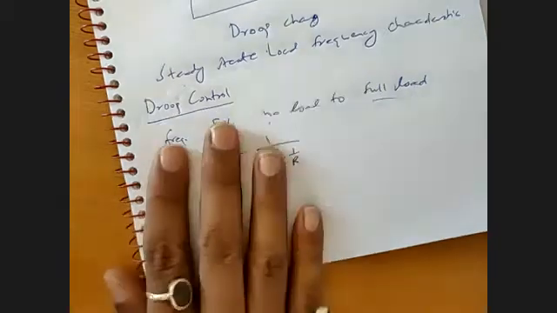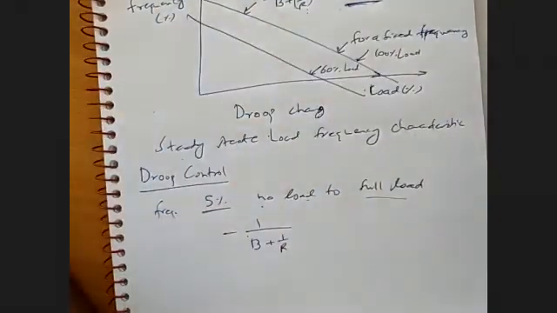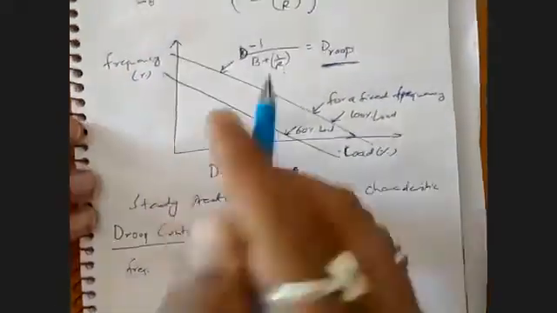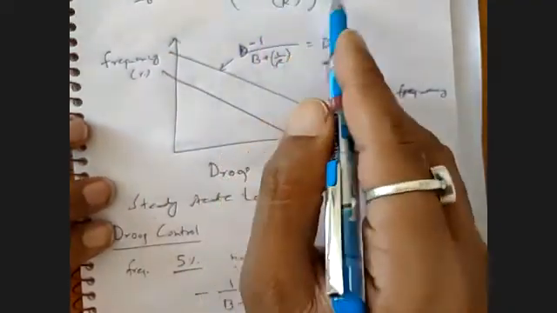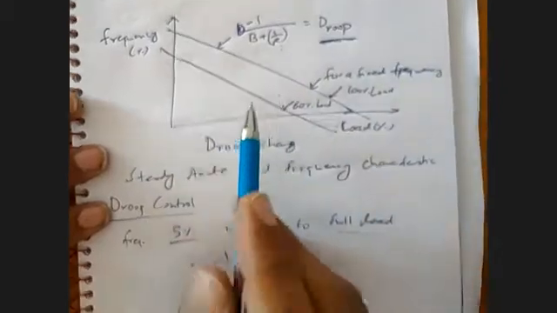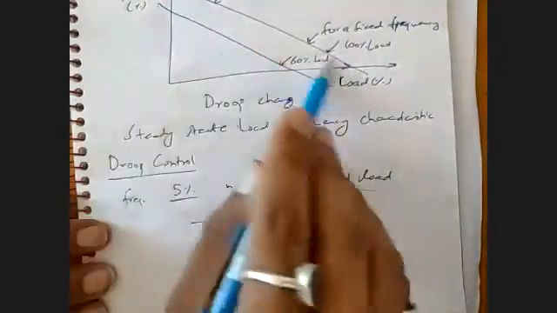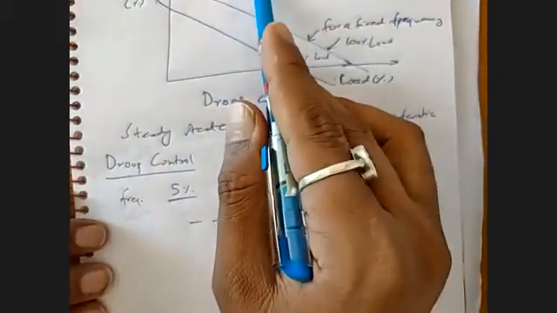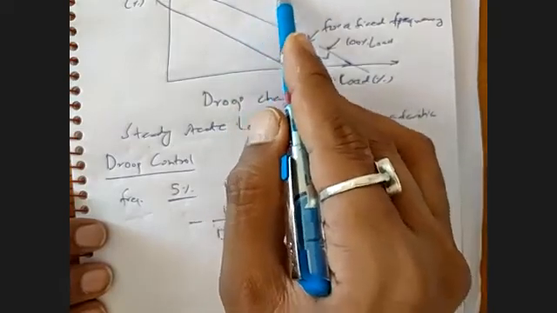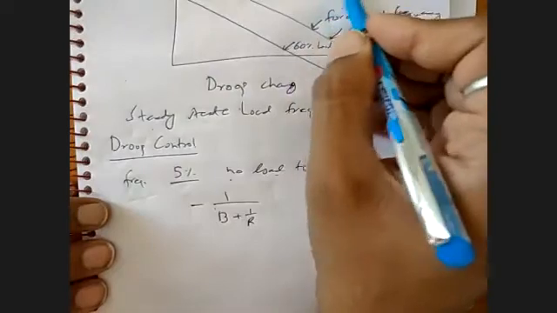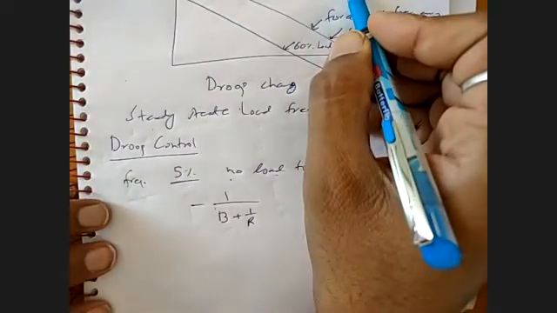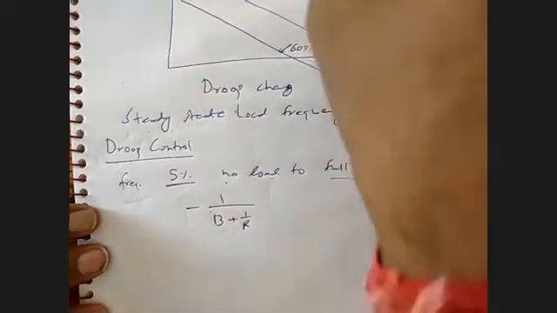So we are discussing that your characteristic is delta F will be minus 1 upon B plus 1 by R into delta PD. So this characteristic will have a slope of minus 1 upon B plus 1 by R, that is known as droop. So this is your droop characteristic.